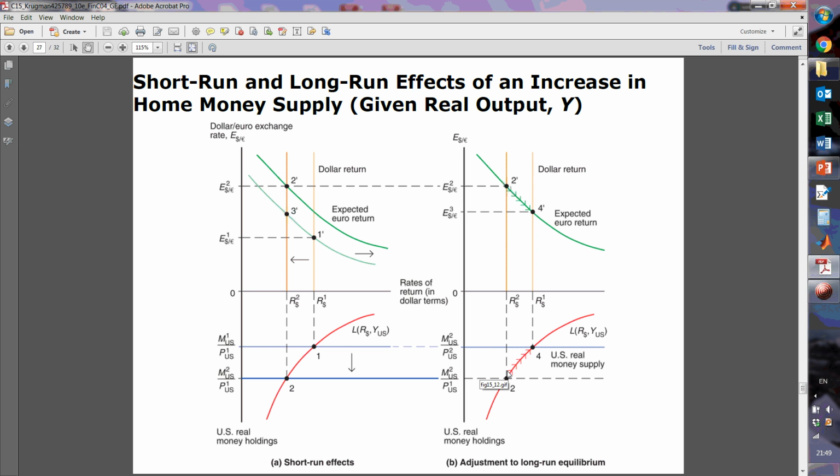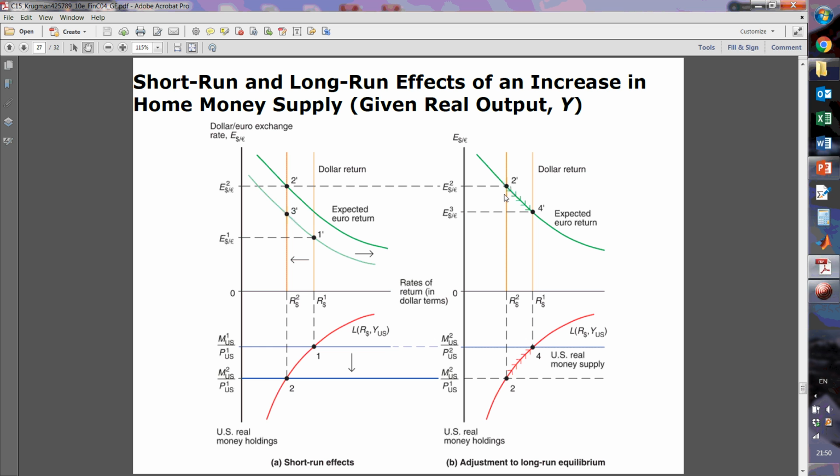With that, we would expect a movement along this red real money demand curve and a gradual increase in the home return. Okay, so the home return has to go back to where it was initially, because we're basically just reversing this initial increase of the real money supply. So the real money supply is returning back to where it started from, and therefore the real interest rate has to return back to the same level as the level at which it was initially.